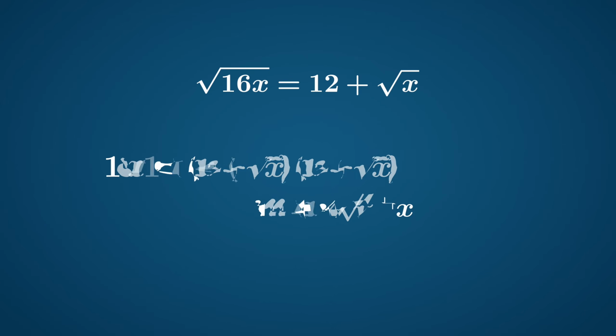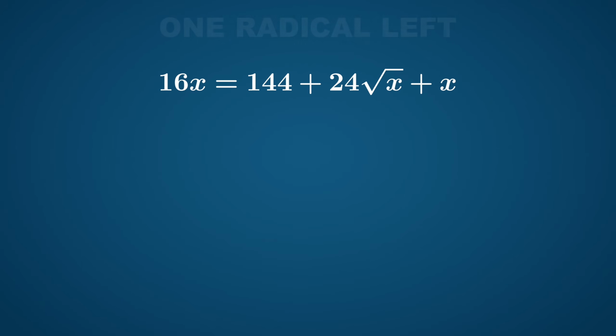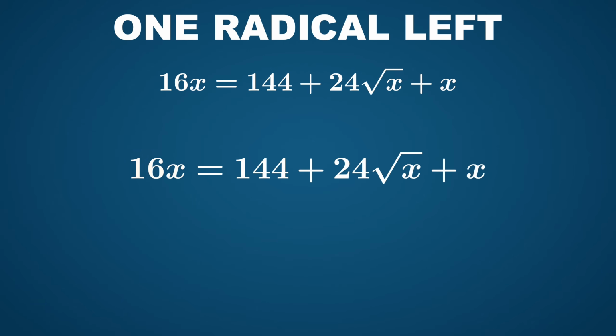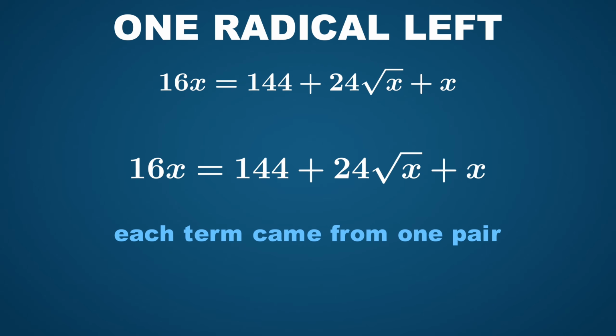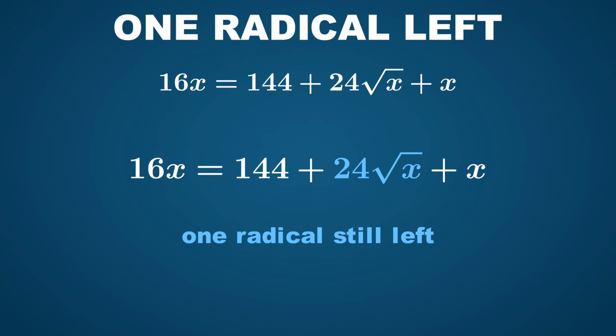So the right side expands to 144 plus 24 root x plus x. Our equation now reads 16x equals 144 plus 24 root x plus x. Each term on the right came from one pair in the product. One radical is gone, but one radical is still in the middle.